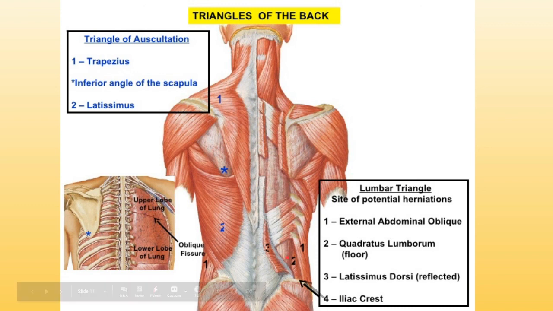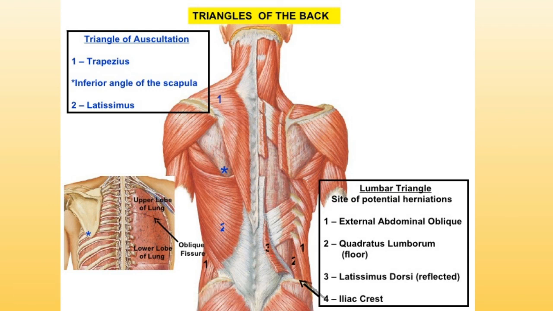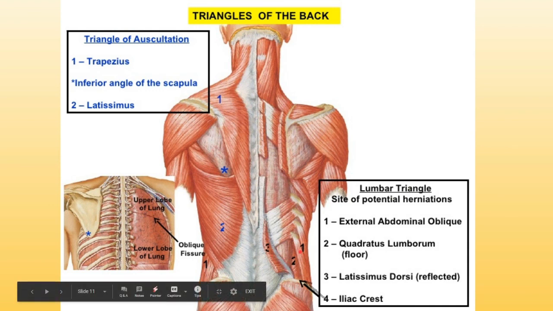Now the very important lumbar triangle of Petit. As you can see, its medial border is formed by the lateral border of the latissimus dorsi muscle. This one, the latissimus dorsi muscle. Then laterally it is bounded by the posterior border of the external oblique muscle of the abdomen. Over here, as you can see, this is the external oblique muscle of the abdomen, so it forms the lateral boundary.